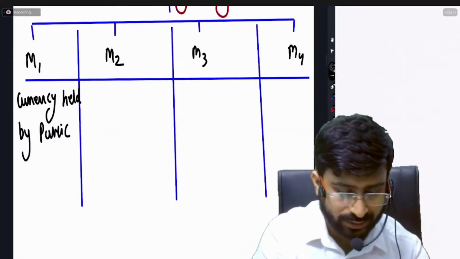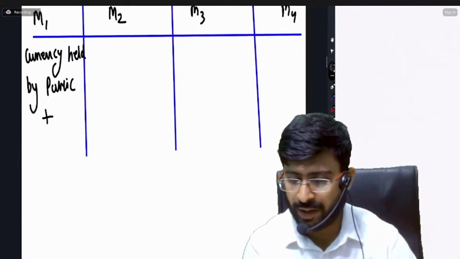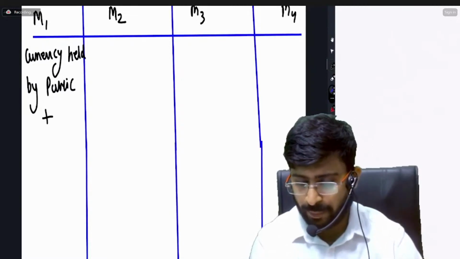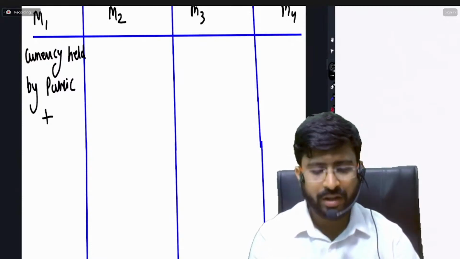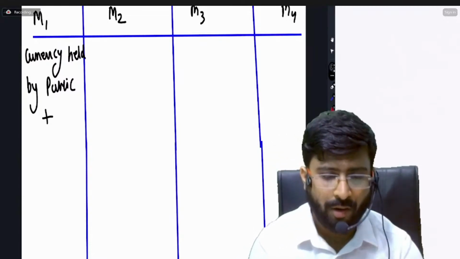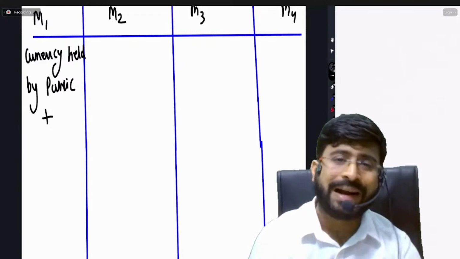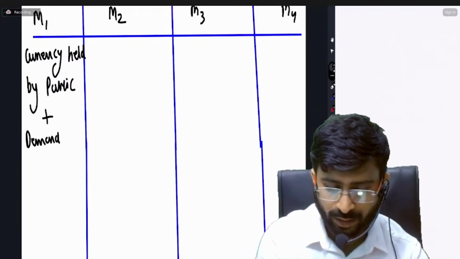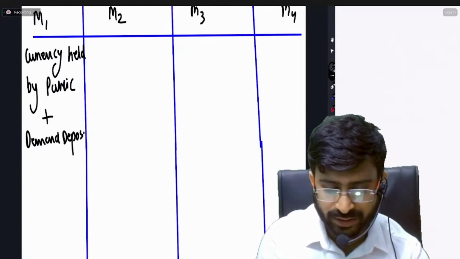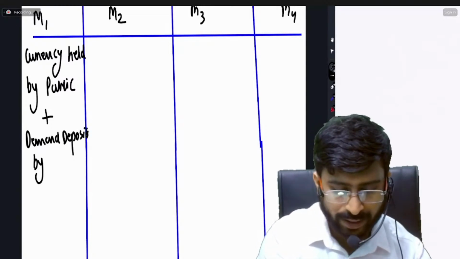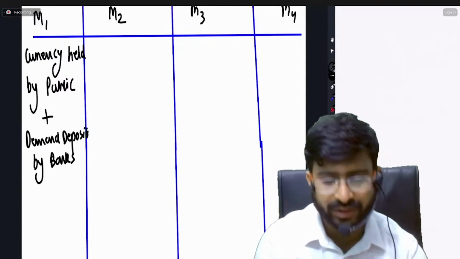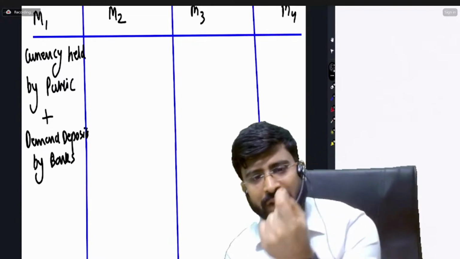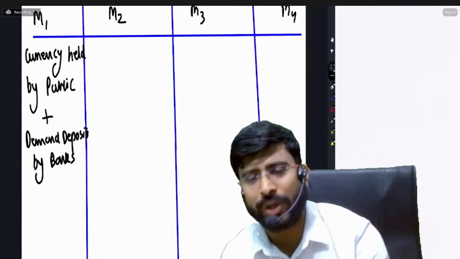Then plus currency held by the public, plus demand deposits by banks. Sir, what are demand deposits? Can you all tell me? Demand deposits means money that you can withdraw by issuing checks.